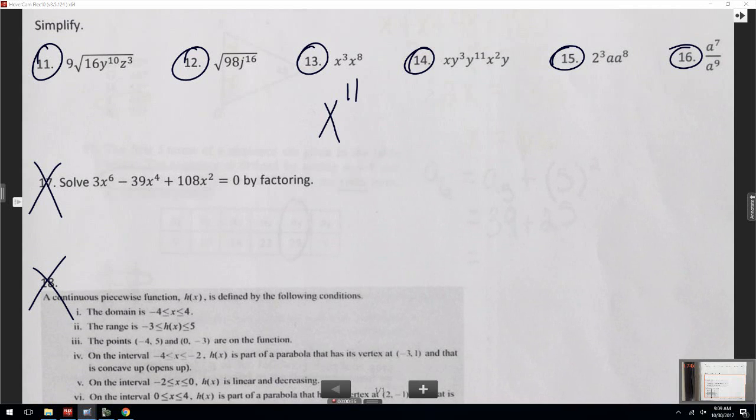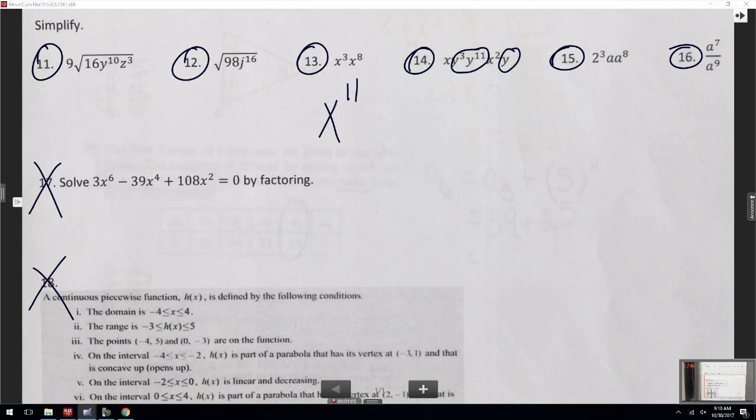All right, what about number 14? You can only combine the like ones, right? So which ones are like? No, y3 and y11 are the same, but not the x's. What else is like that in y3 and y11? One more thing that's like. That's y. Very good. Okay, so add those all together.